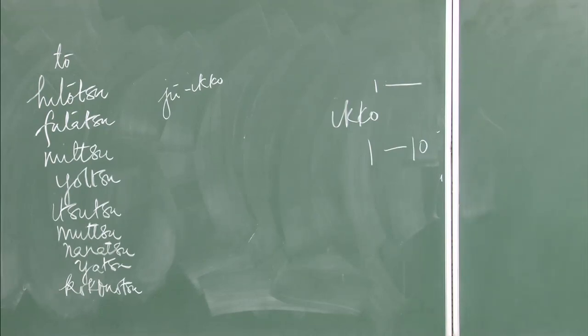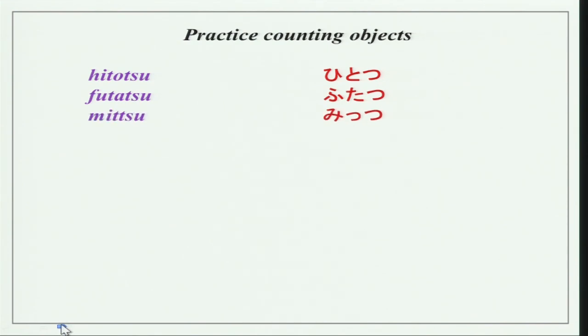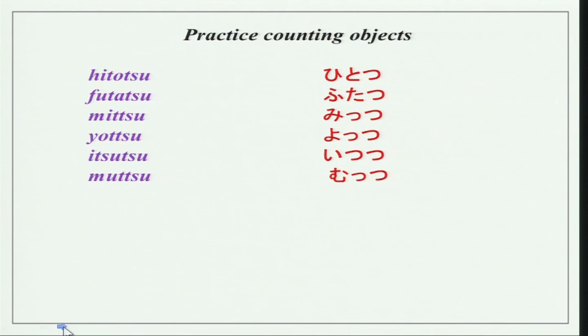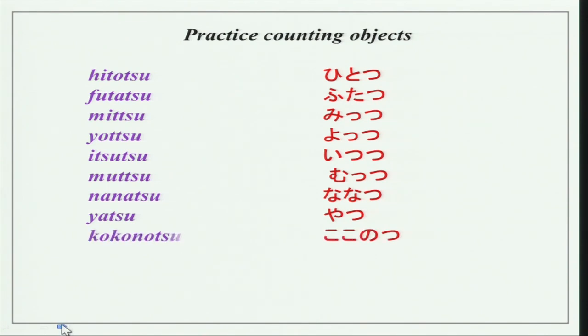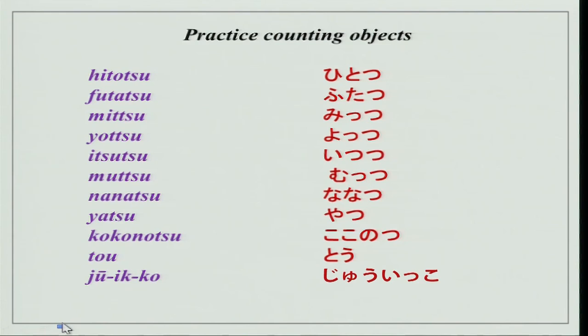So, now, as you heard in the conversation, you can try doing this. Hitotsu, futatsu, mitsu, yotsu, itsutsu, mutsu, nanatsu, yatsu, kokonotsu, to. Till 10, you can count like this, then ju ikko. And ikutsu is the interrogative word, how many. So, you can do this later on at home.